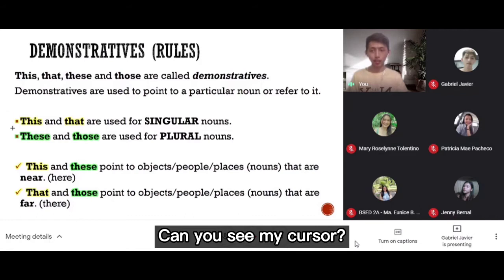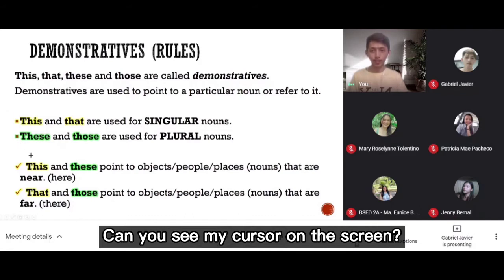Can you see my cursor? Can you see my cursor on the screen? Yes, sir.